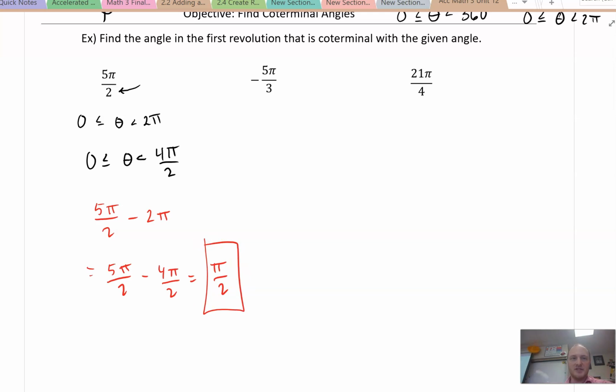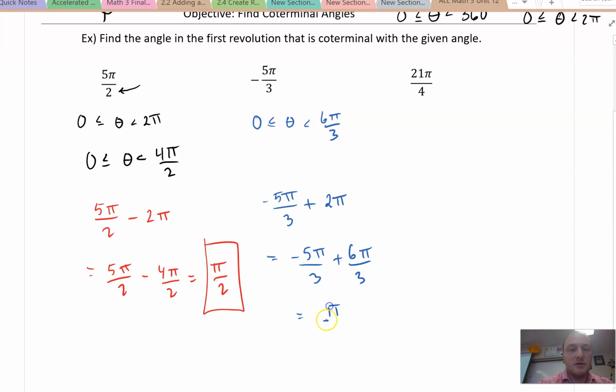Okay, now I'm going to do the same thing for negative 5 pi over 3. Again, you want it to be between 0 and 2 pi. So if I'm thinking about this angle, theta, I want this to be between 0 and 6 pi over 3, right? That's 2 pi. So notice I'm going to take negative 5 pi over 3, and this time I'm not going to subtract, but I'm going to add to put it in the first revolution. And we always do this. I'm just going to either add a revolution, which is 2 pi, or subtract a revolution. In this case, I'm going to add 2 pi, which we know is 6 pi over 3.